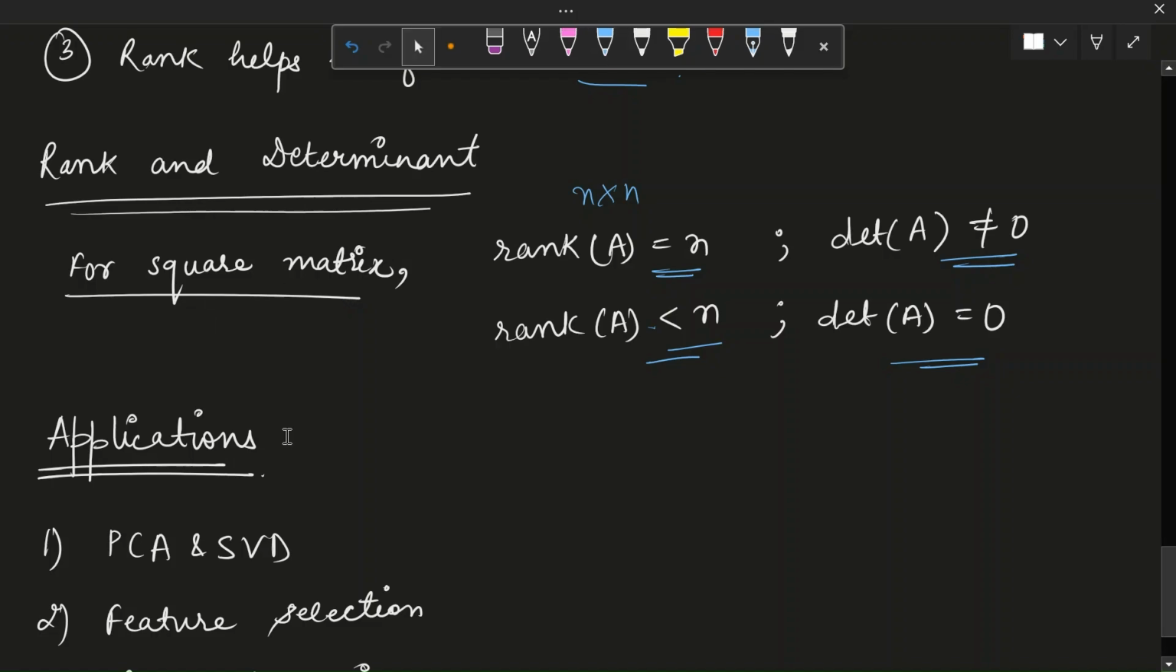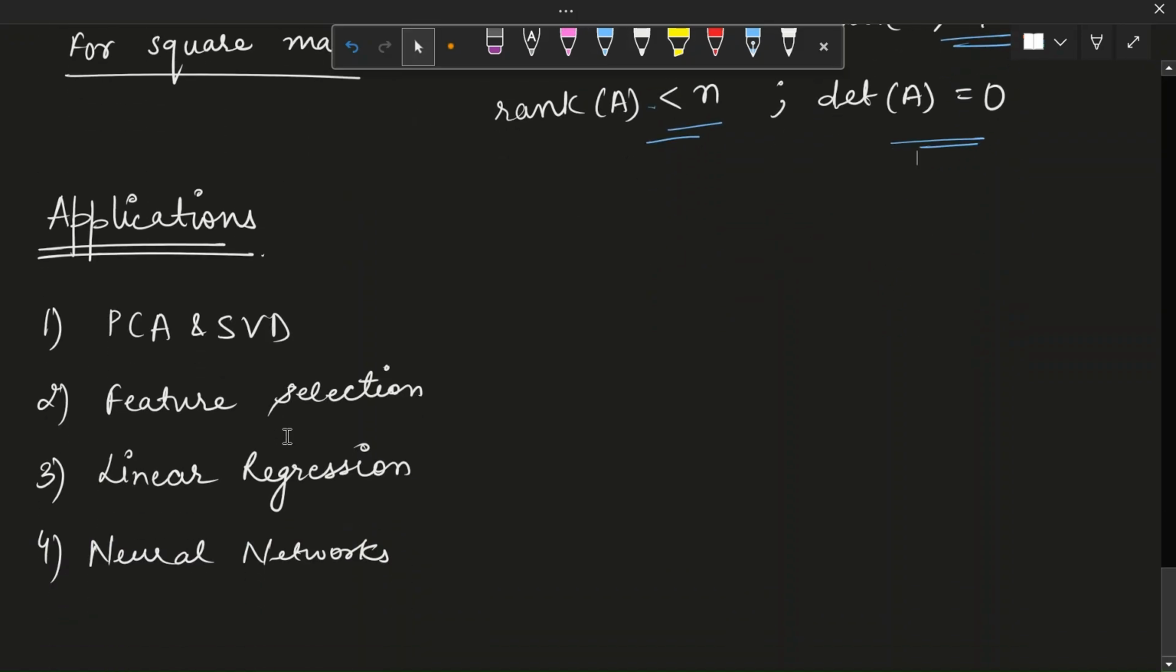Lastly, we will talk about applications of matrix rank in data science, ML and AI. Firstly, in dimensionality reduction, whether we are working with PCA, that is principal component analysis, or SVD, singular value decomposition, the rank of the covariance matrix determines the number of principal components. Then there is feature selection in machine learning. A dataset with correlated features has a lower rank, meaning some features can be removed without losing information. Redundant features reduce the efficiency of models, and rank helps identify them.